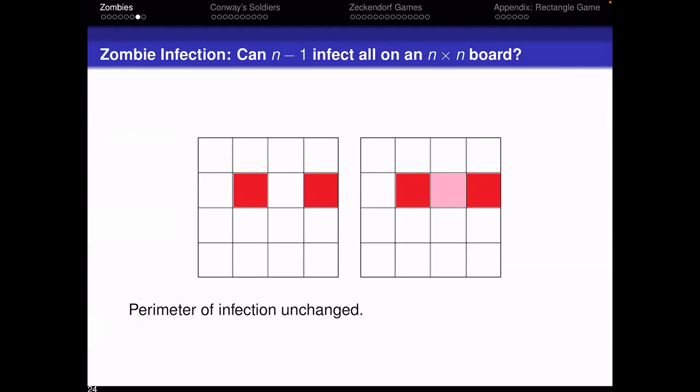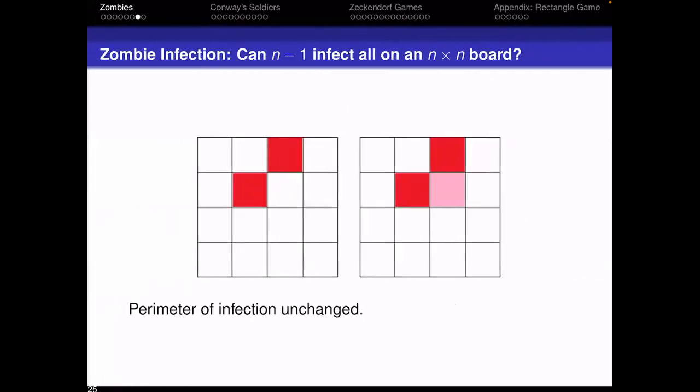After it's infected, the 2 sides that were part of the boundary are now interior sides and not part of the perimeter, but the 2 outside sides now are part of the boundary. So the perimeter of the infection is unchanged. Well, instead of having a cross, I could have 2 next to each other. And again, you can see that the perimeter of the infection doesn't change.